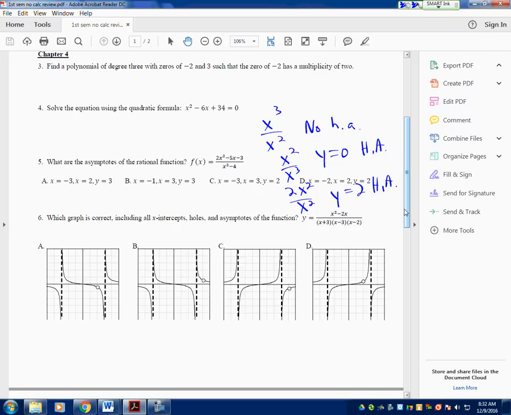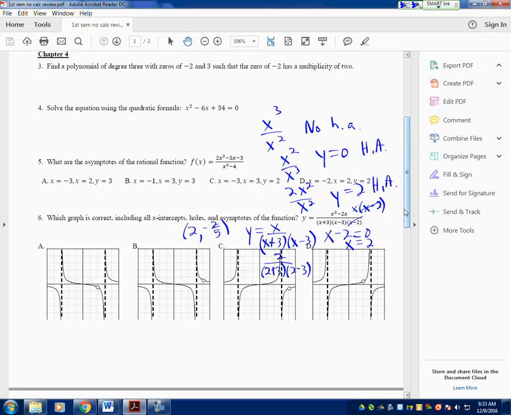Then number 6, we factored the top and canceled out the x minus 2's. And that's called a removable discontinuity. If you set x minus 2 equal to 0, you get x equals 2 as the x-coordinate of the hole. To find the y-coordinate of the hole, you plug 2 into what's left over, which is x over (x plus 3) times (x minus 3). If you plug 2 in, you get 2 over (2 plus 3)(2 minus 3), which is negative 2/5.